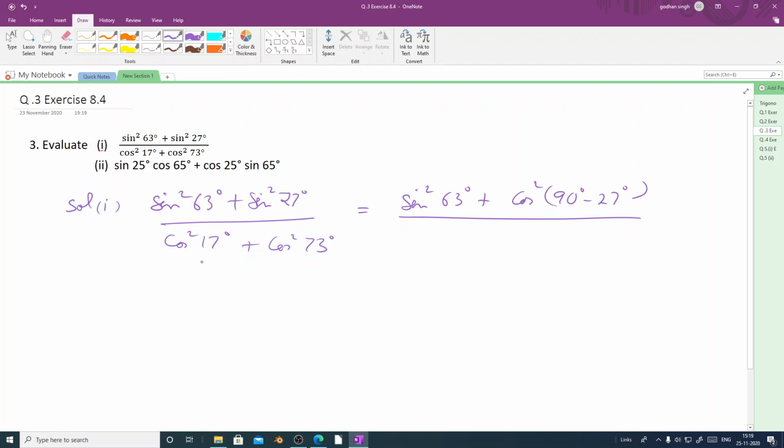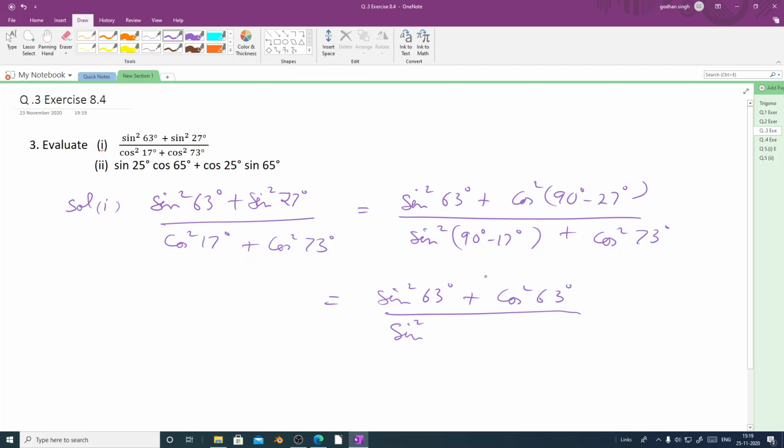same we'll do in the denominator, we can convert any one of them into sine. So suppose we'll be converting the first one in terms of sine. So cos square 17 degree can be written as sine square 90 minus 17 degree plus cos square 73 degree. So the second part we'll keep as it is, and this can be written as sine square 63 degree plus cos square, now 90 minus 27, that is 63 degree, over, same way in the denominator we'll be getting sine square 90 minus 17, that is 73 degree, plus cos square 73 degree.